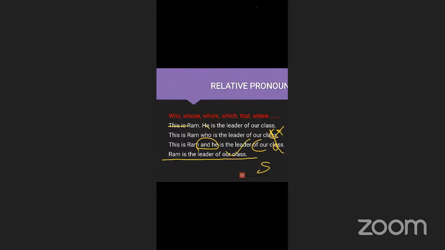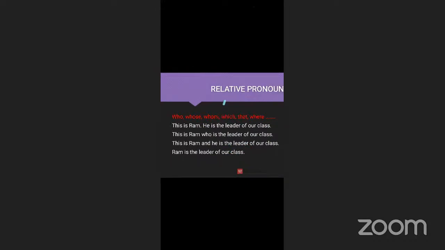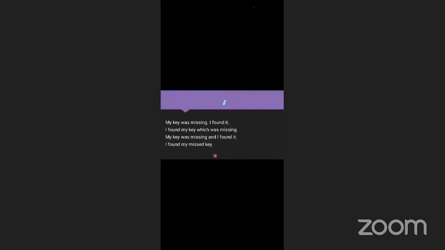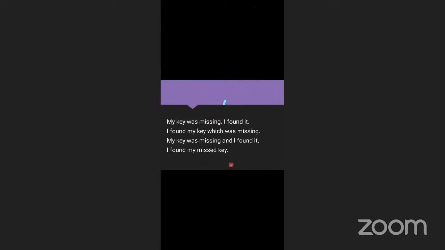You combine meaningfully. That is enough for relative pronoun. We will see more examples for relative pronouns now. Another example: my key was missing. I found it.